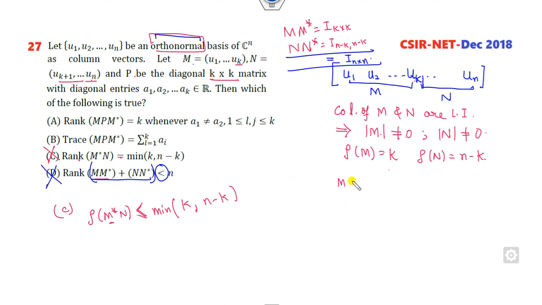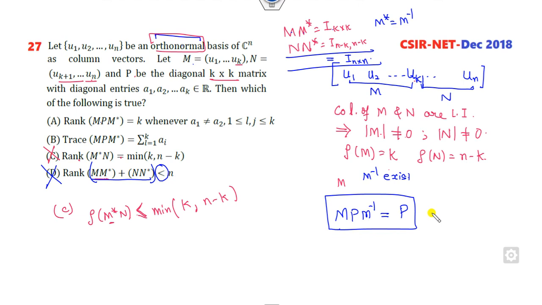Look at the first option. Because it's an orthogonal matrix, it's invertible. So it means M inverse exists. Fine. So whenever M into M star is I, what is the meaning of that? If you multiply, M star is nothing but my M inverse. So I can write here M, P and M inverse. What is that? Because these are diagonal, these are orthogonal. So what is the meaning of that? This is nothing but my P because they are symmetric or they are orthogonal. So what is the rank of this?